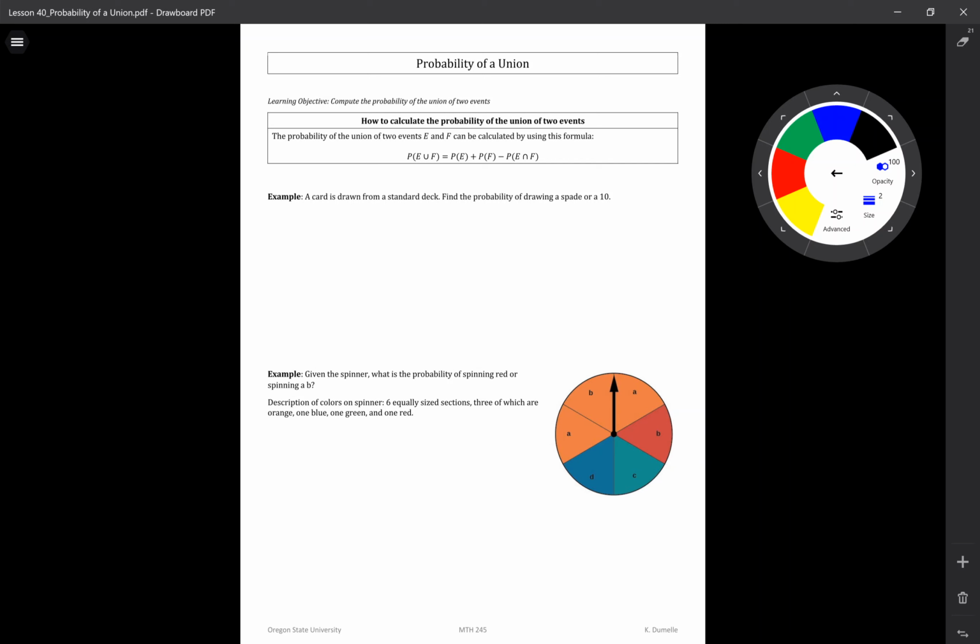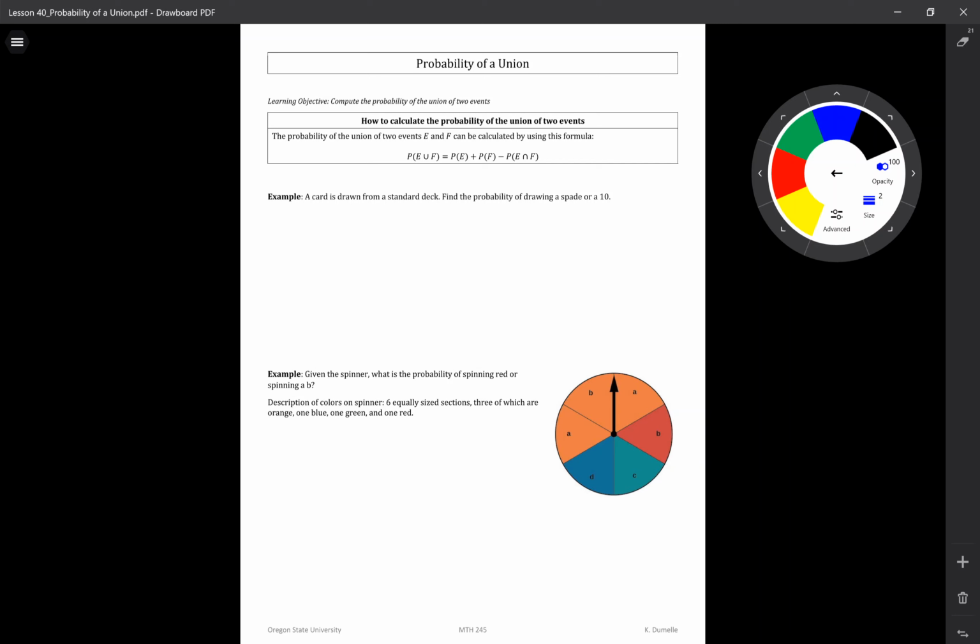So the probability of the union of two events, E and F, can be calculated by using this formula. P of the union of E and F is equal to the probability of E plus the probability of F minus the probability of E intersected with F. So we add the two probabilities together, and then we have to subtract off any overlap between our two sections. That way we don't overcount either one of the sets.